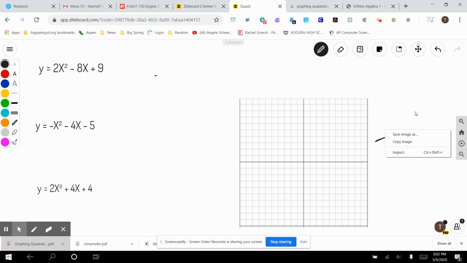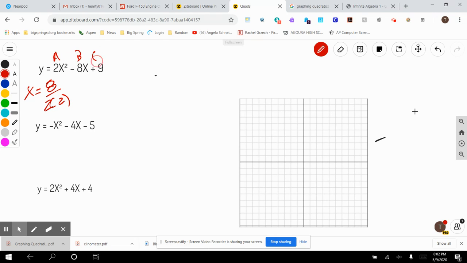Alright guys, so here's hopefully the answers for these if I don't mess them up. So let's start with the first one in red. Remember the vertex x is going to be negative b, or the opposite of b I should say, so that's going to be 8 over 2a. Our a is 2, I'll just put this up here. I don't know if I'll do that every time, so that would be 8 over 4, which is 2, so that's our x.